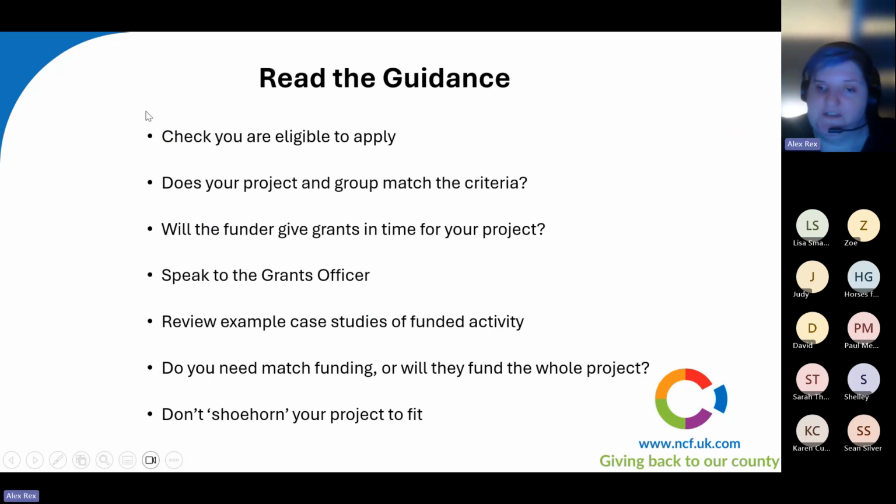So you've now done your planning, you've got your evidence of need, you've got a plan of action in place about what you want to do, and you're ready to start looking for funding. So you've gone out and you've identified some funders that you might be able to fund your work. Obviously, the main important thing to think about is checking that you are eligible to apply.